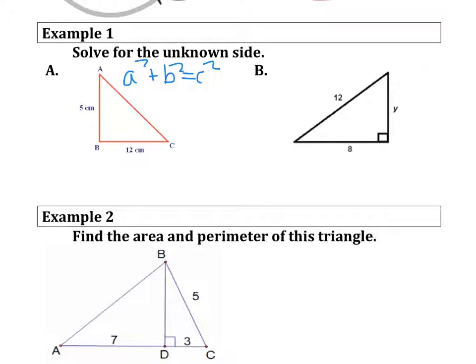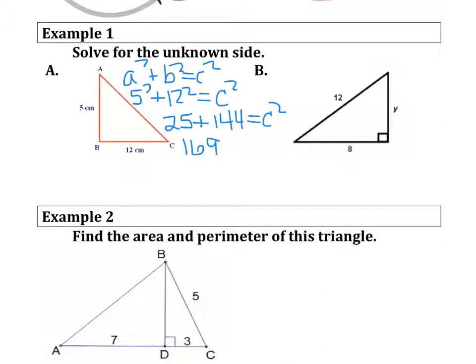So when I put 5 in for a and 12 in for b, and then I leave c the variable, and then 5 squared is 25, 12 squared is 144. Then I add those two together. 25 plus 144 would be 169. So 169 is equal to c squared.